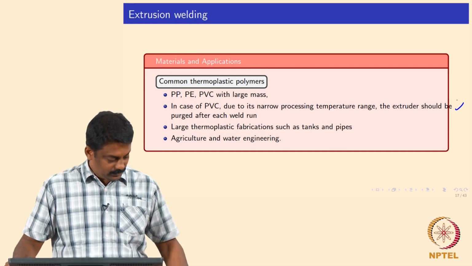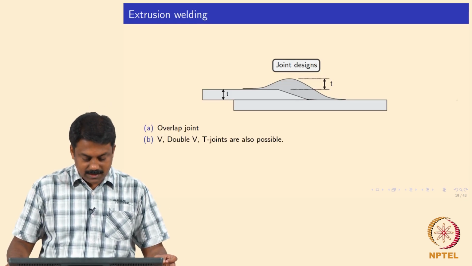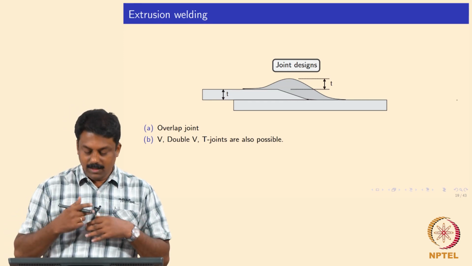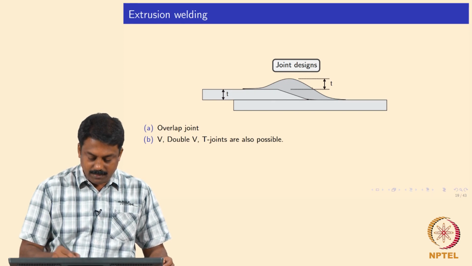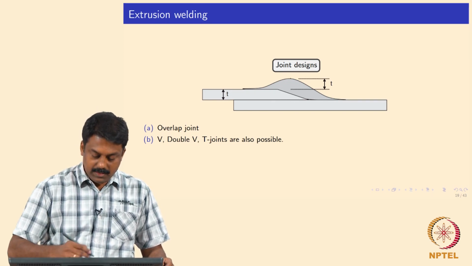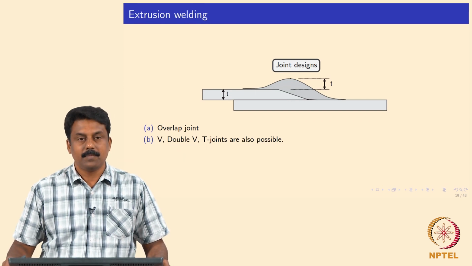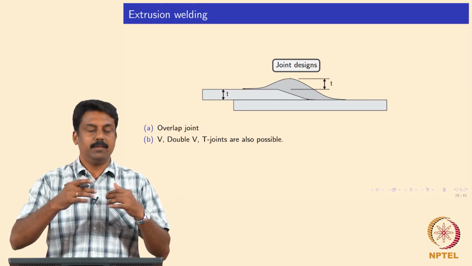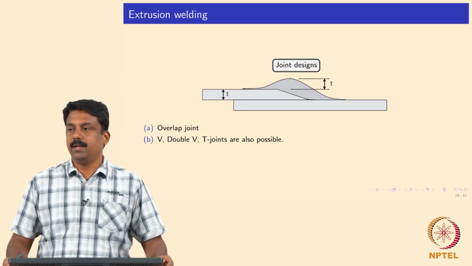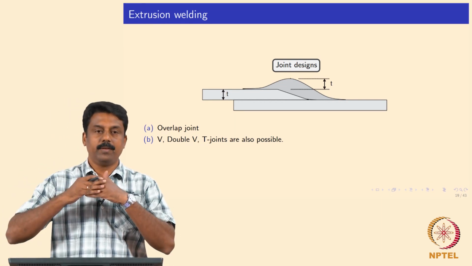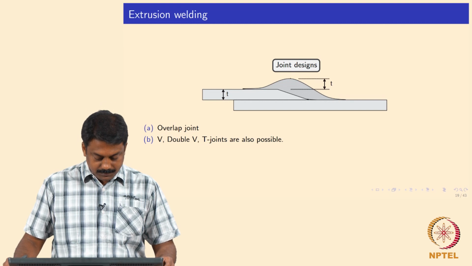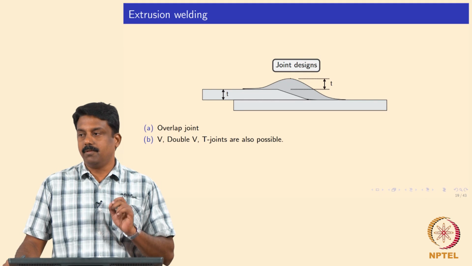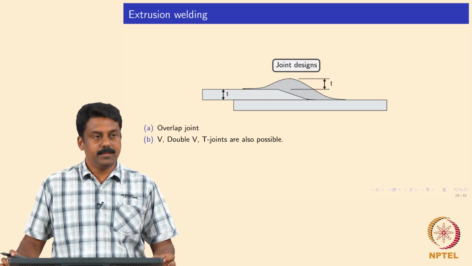Okay, good. So for joint designs, generally it is done in an overlap configuration. Because you need to have some filler, and then you make the filler flow along the overlap sheets. The butt joint is not advisable, because if you butt joint and fill it with the filler, then the mechanical strength of the joint is poorer than with an overlap joint, overlap with fillet. V-groove butt joints are also possible, but in most cases this welding is done in overlap configuration, right? Good.